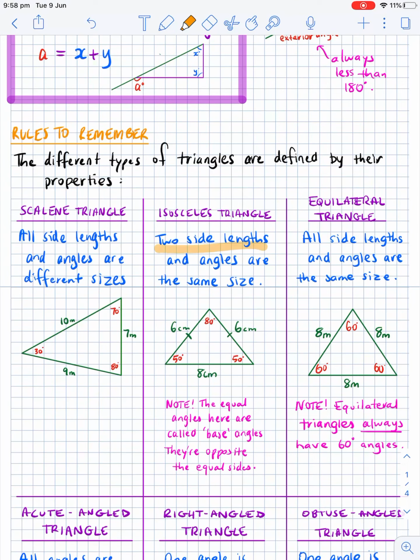Isosceles triangle, two side lengths and angles are the same. So you'll notice that we've got this pair of equal sides here, and we've also got a pair of equal angles. That's always going to be the case if it's isosceles.